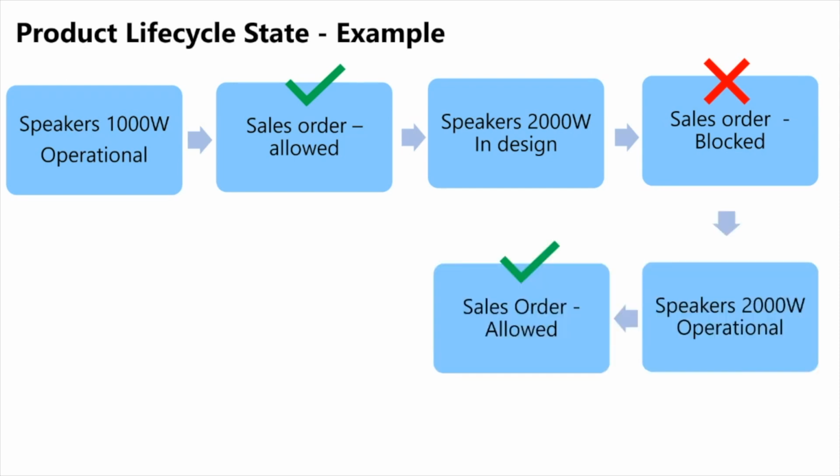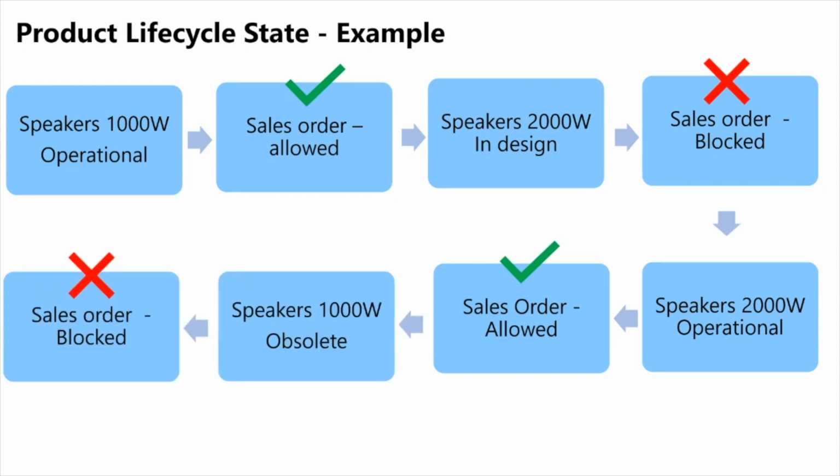Now, the company launches the new speaker of 2000 watt, and the lifecycle state for this product is changed to operational. Now, this new product will be allowed to be transacted against, and an order can be placed for these new speakers of 2000 watt. After a while, the company decides that they would like to discontinue the speakers of 1000 watt. So its lifecycle state will be changed to obsolete, and that product will no longer be allowed to have an order placed on it.